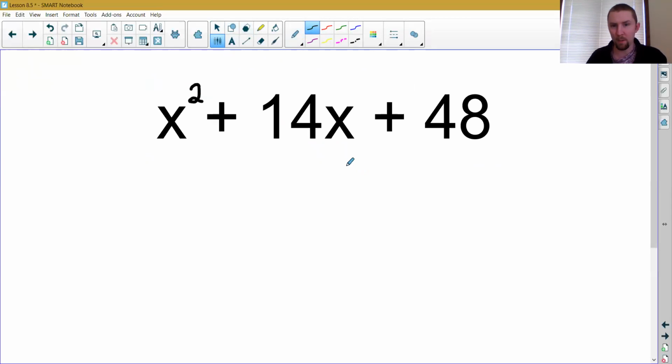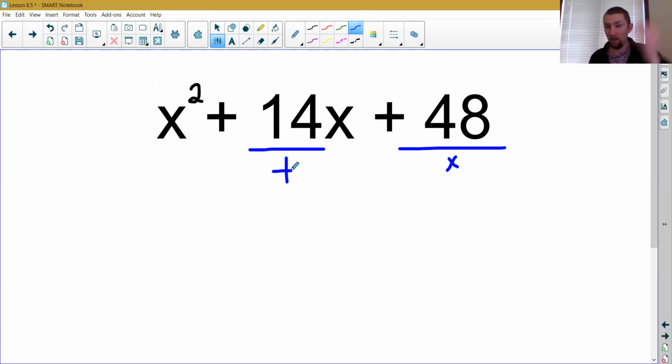Okay, x squared plus 14x plus 48. Again, I'm trying to ask myself a couple questions, right? What multiplies to make 48 and adds up to make 14? Now, there's two ways we can go about this. We can either start listing out factors of 48, see if we can find two that add up to 14. Perfectly fine. That's the way we did the last problem.